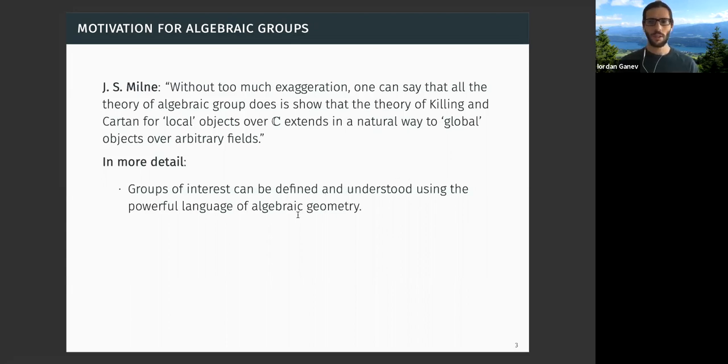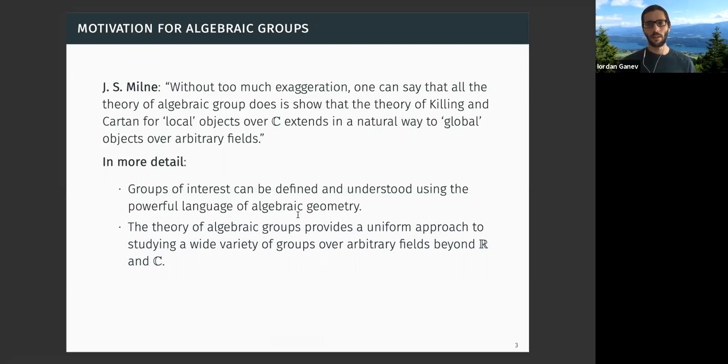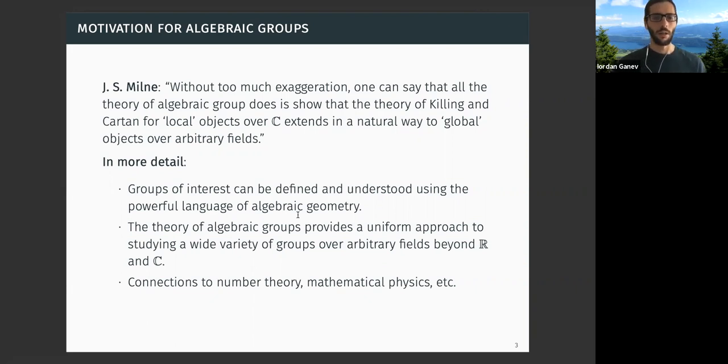So yeah, many of the groups of interest, like the classical groups or finite groups, can be defined and understood using algebraic geometry. So that's the idea. And the advantage of this is that it gives a more uniform approach to studying many different groups over many different fields. So we're not restricted to just the real numbers or the complex numbers. And formulating things in terms of algebraic geometry precipitates connections to number theory and to mathematical physics and other sorts of applications. So for example, on the mathematical physics side, the theory of quantum groups emerges out of the theory of algebraic groups quite naturally. All right, so that's some words of motivation.